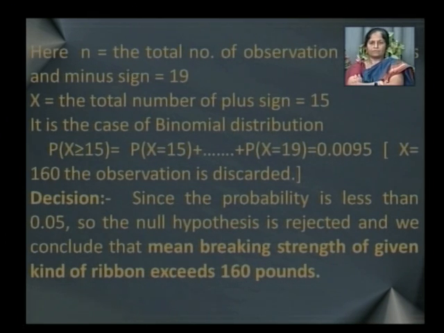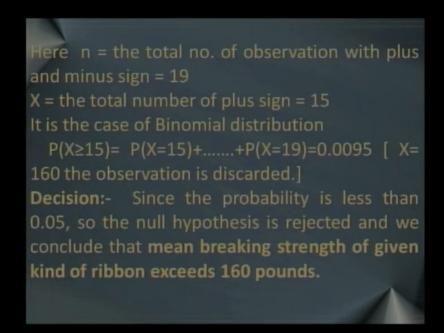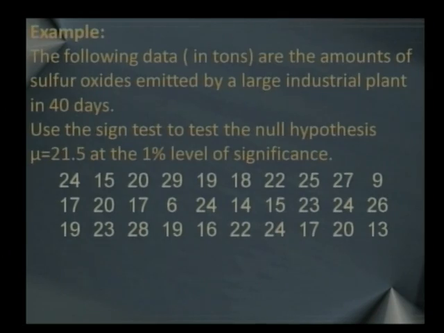So the null hypothesis is rejected and we conclude that the mean breaking strength of a given ribbon exceeds 160 pounds. Now, here we have seen the small sample. So how do we apply it for the normal test, or for a large sample? How will we calculate? So it is the next example.